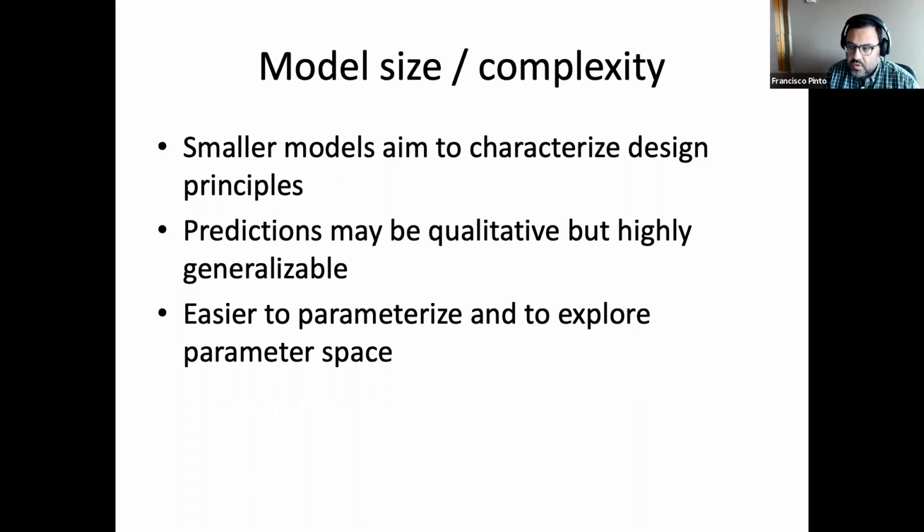While if you are working with a complex system, you are making quantitatively accurate predictions, but those predictions are just for that particular system, because you have to have very exact parameters to be able to make those accurate predictions.